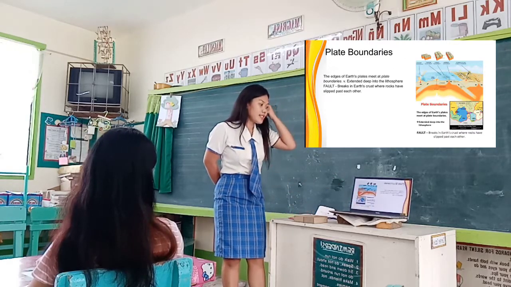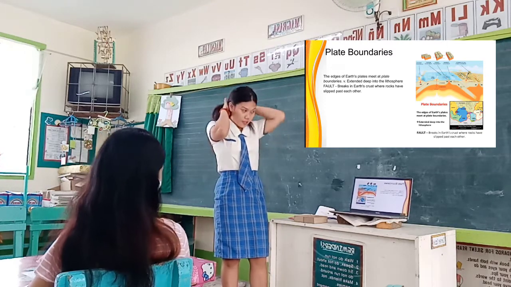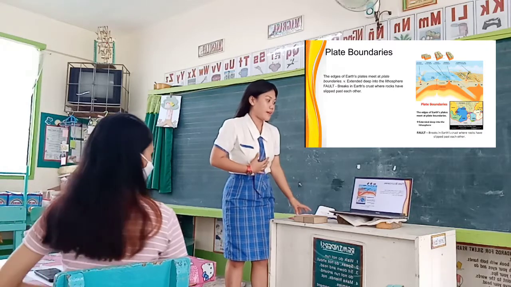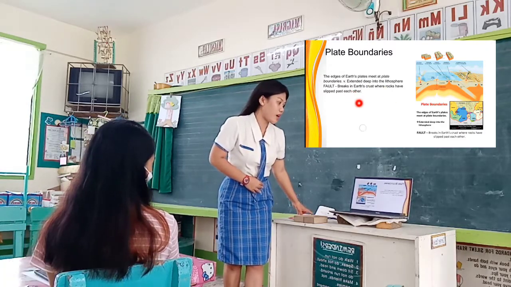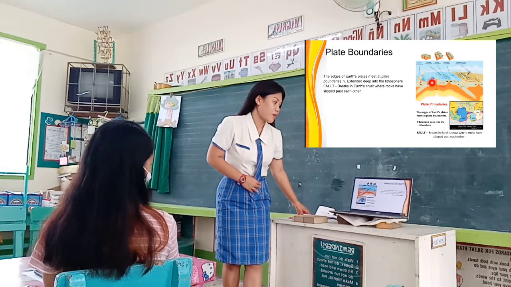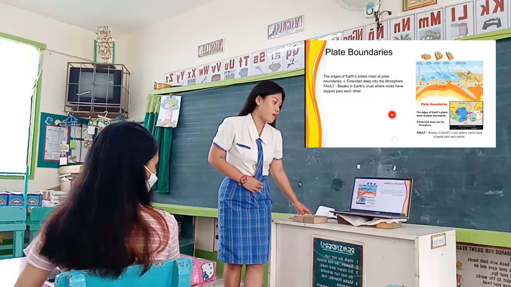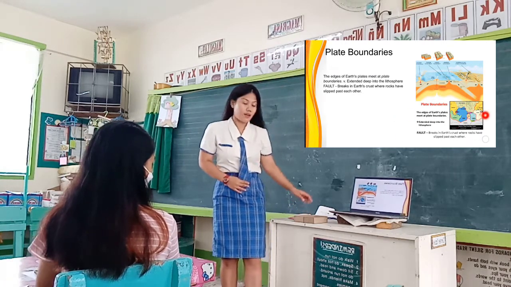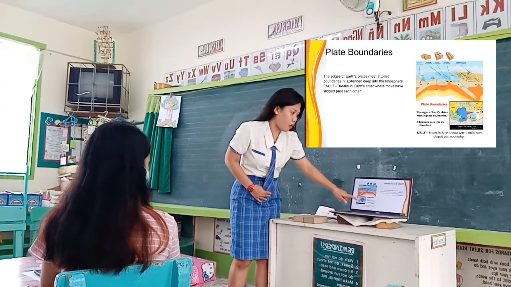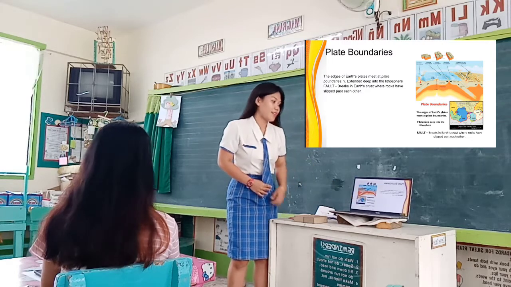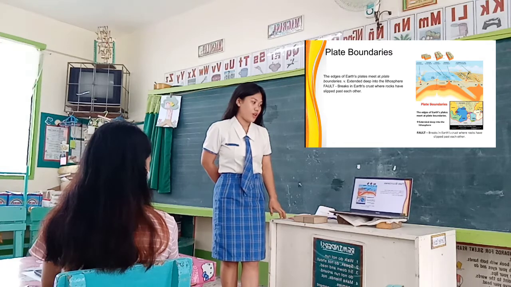Next is the plate boundaries. In our game earlier, we heard about plate boundaries. So what is a plate boundary? It is the edge of Earth's plates where they meet. It extends deep into the lithosphere, and the break or crack, as you see the red one here, is called a fault. A fault is a break in Earth's crust where rocks have slid past each other.